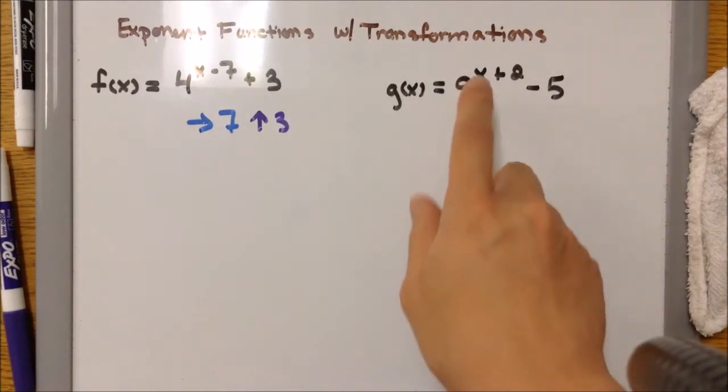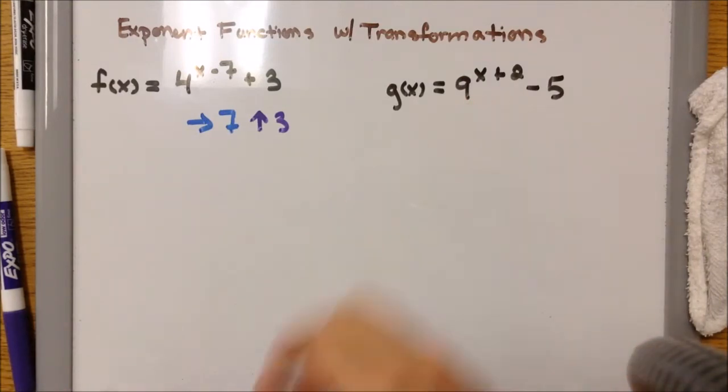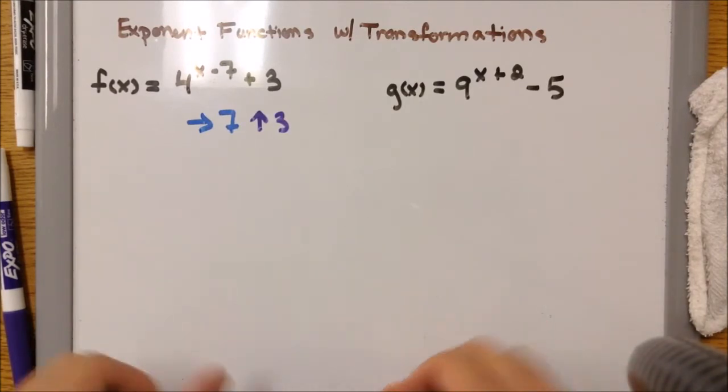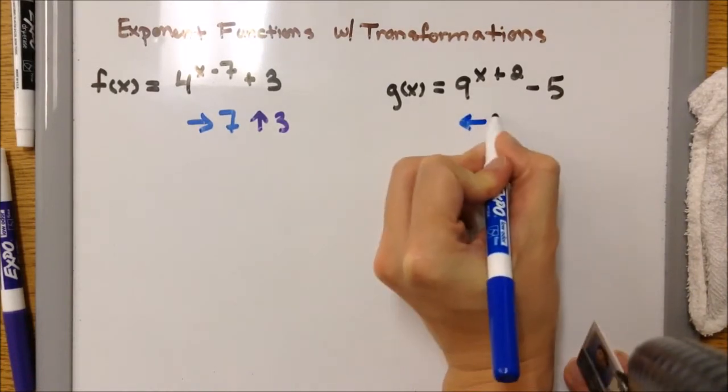9 to the power of x plus 2, and then minus 5. So again, there's a number with the x, so it's going to go left or right. Since it's plus 2, it's going to go to the left 2 units.